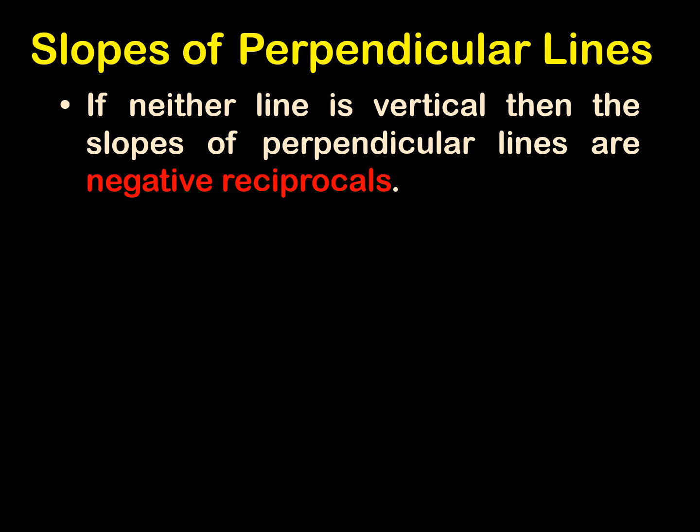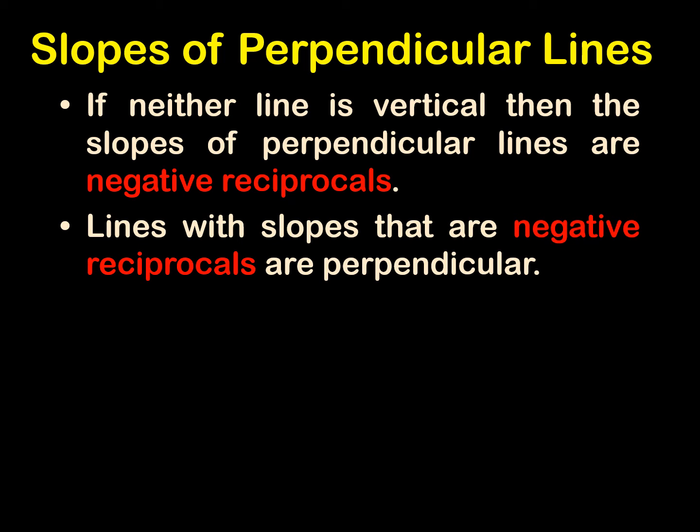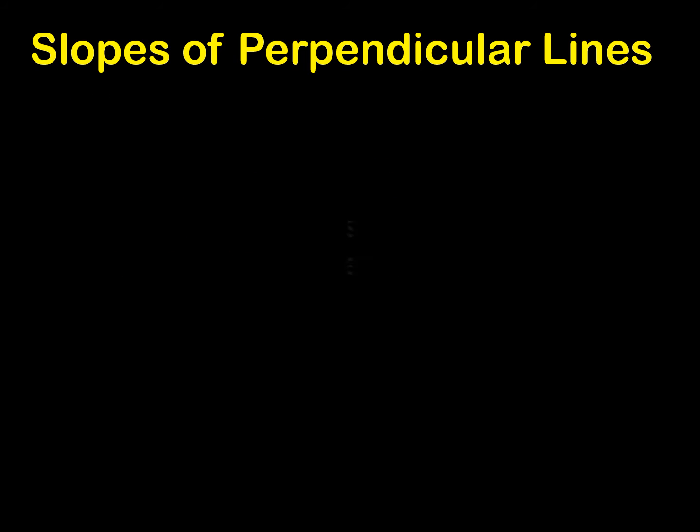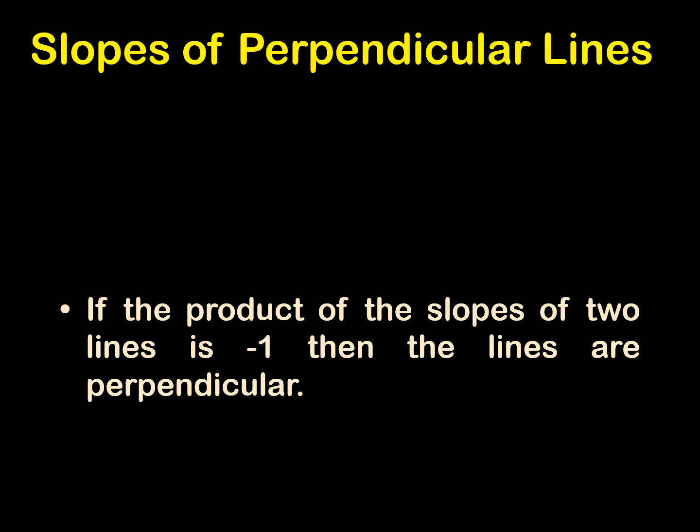So, slopes of perpendicular lines. If neither line is vertical, then the slopes of perpendicular lines are negative reciprocals. Lines with slopes that are negative reciprocals are perpendicular. If the product of the slopes of two lines is negative 1, then the lines are perpendicular.